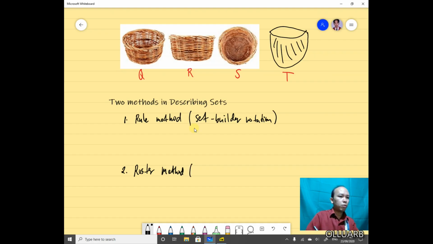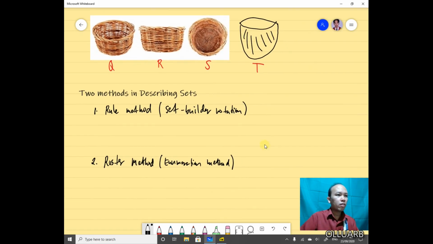And the other term for the roster method is enumeration method, or maybe I forgot the other one. Okay, so what's the meaning of the rule method?